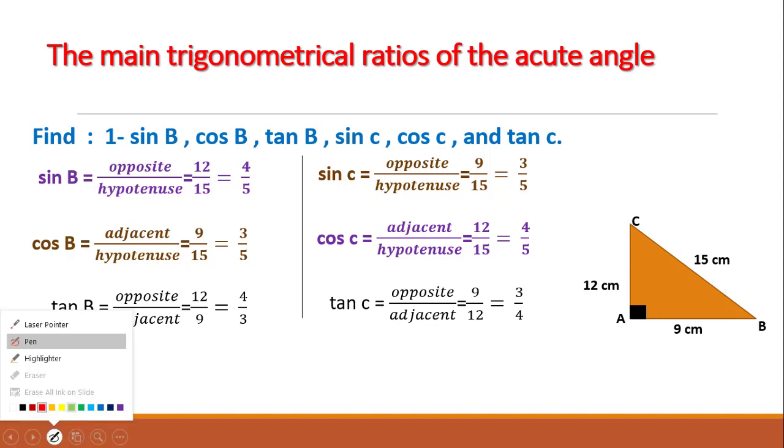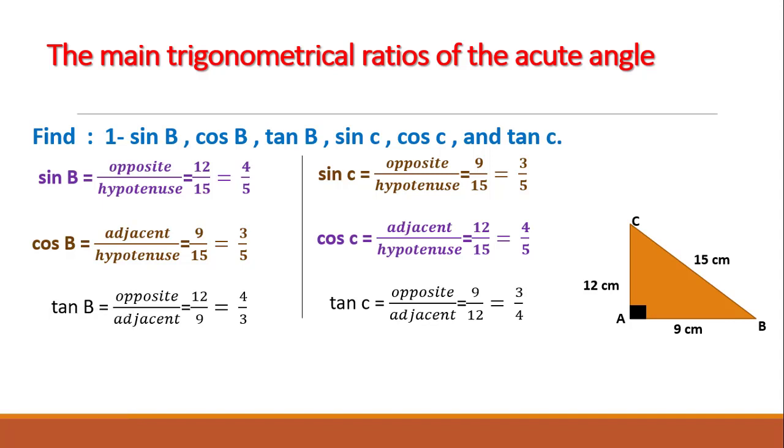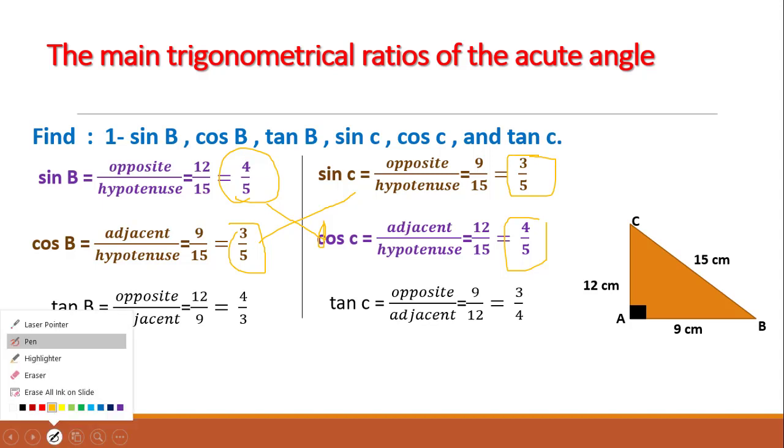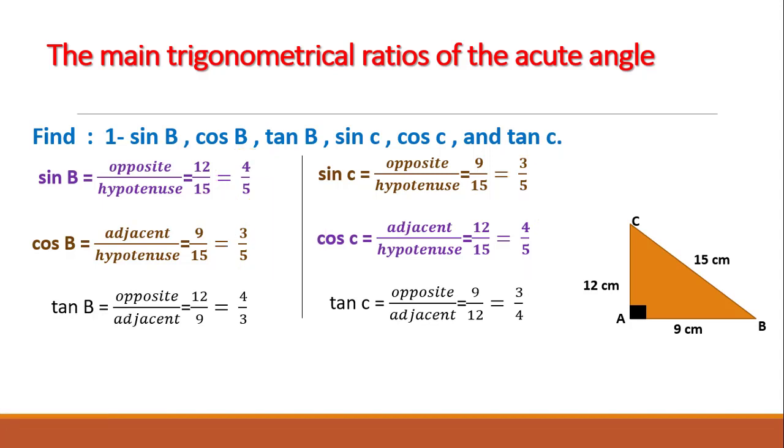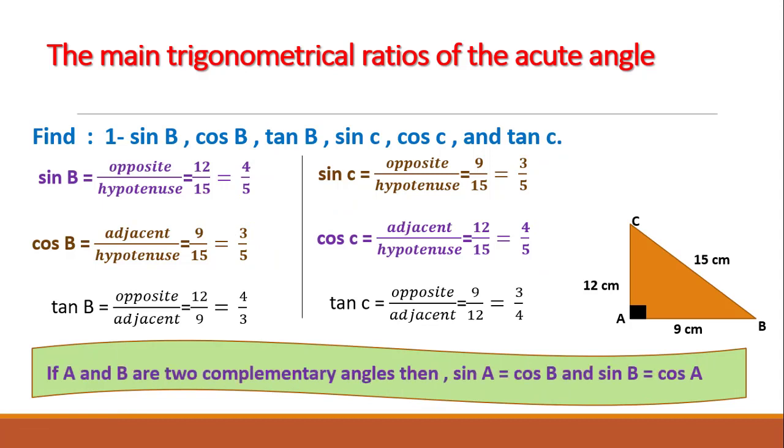Okay, I can notice here the sine of angle B. Look here, the sine of angle B is the same as the cosine of angle C. Is that clear? And also, the cosine of angle B equals the sine of angle C. And this is a property for any two complementary angles. So for any two complementary angles, sine angle A equals cosine B, and sine angle B equals cosine angle A. Okay, this is a rule that can be applied for any two complementary angles.